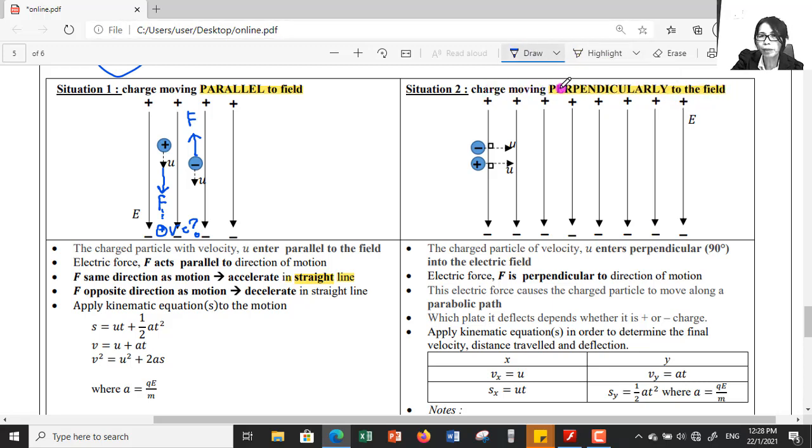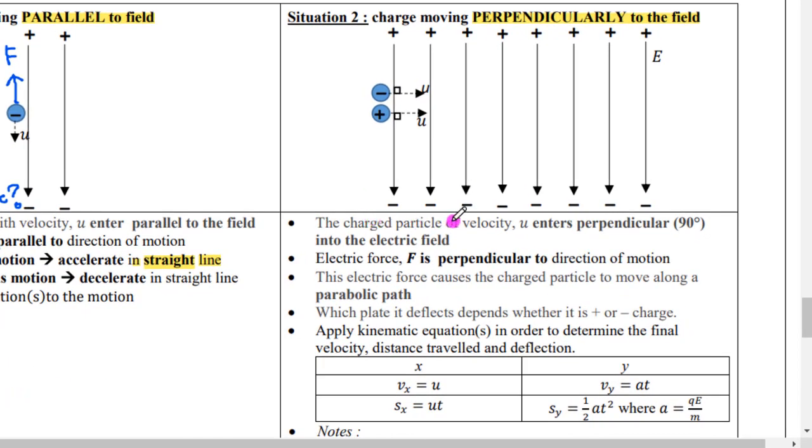If our charge is moving perpendicular to the field, what is going to happen to the motion of the charge when it enters the uniform electric field? So, class, the charged particle has velocity u. For example, I have a charged particle with velocity u, and it enters perpendicular, 90 degrees, into the electric field. Contohnya macam charge negatif ni, dia masuk dalam electric field secara perpendicular. See the direction of motion, the velocity, arah velocity adalah 90 degree perpendicular to the field.